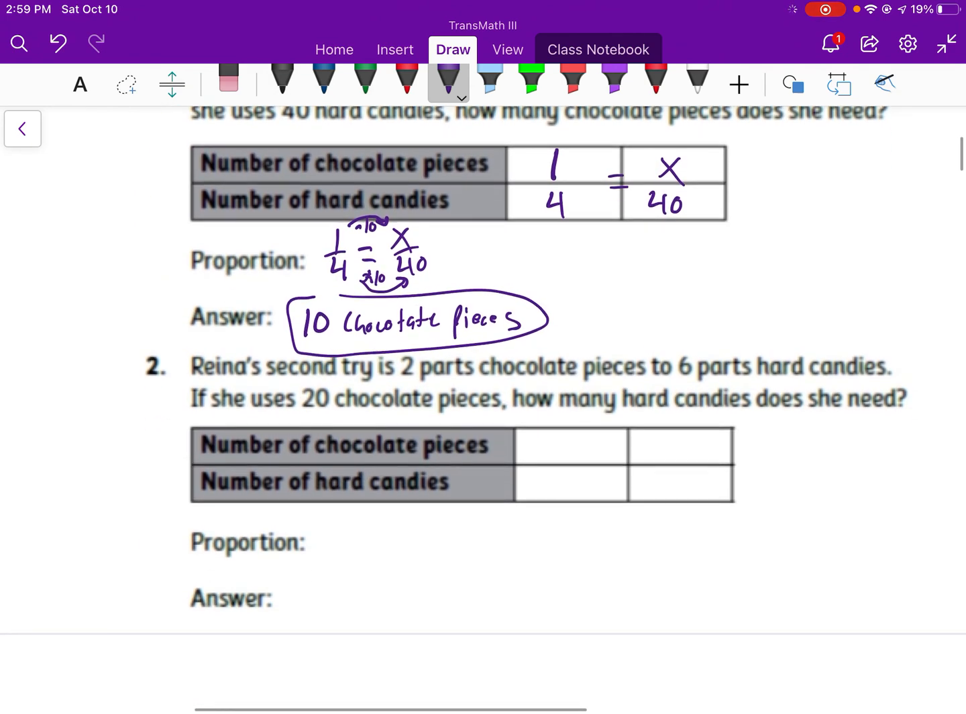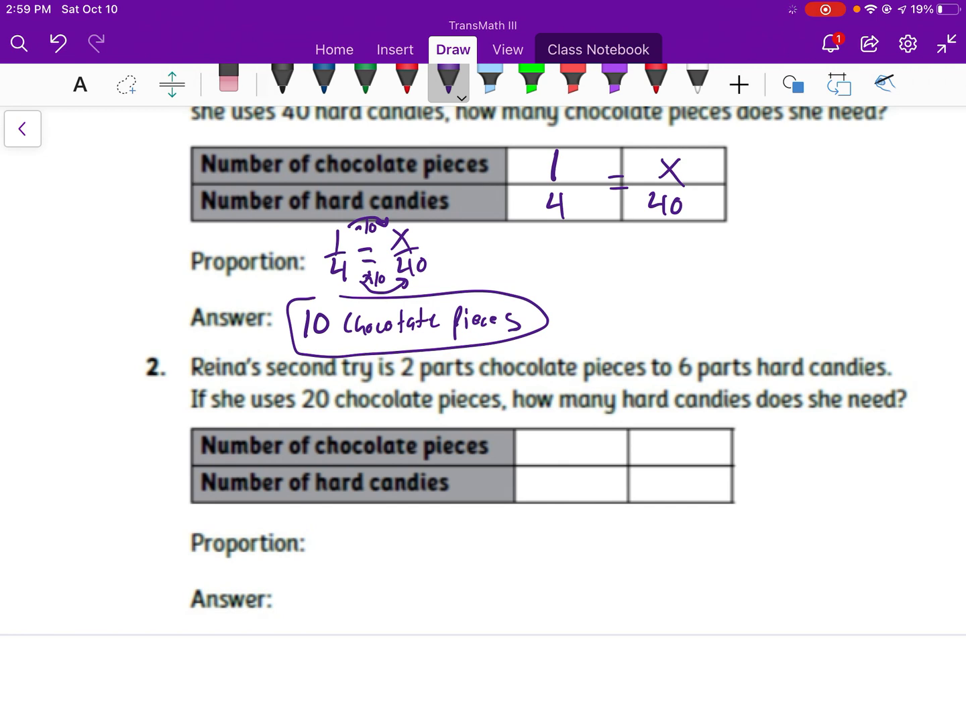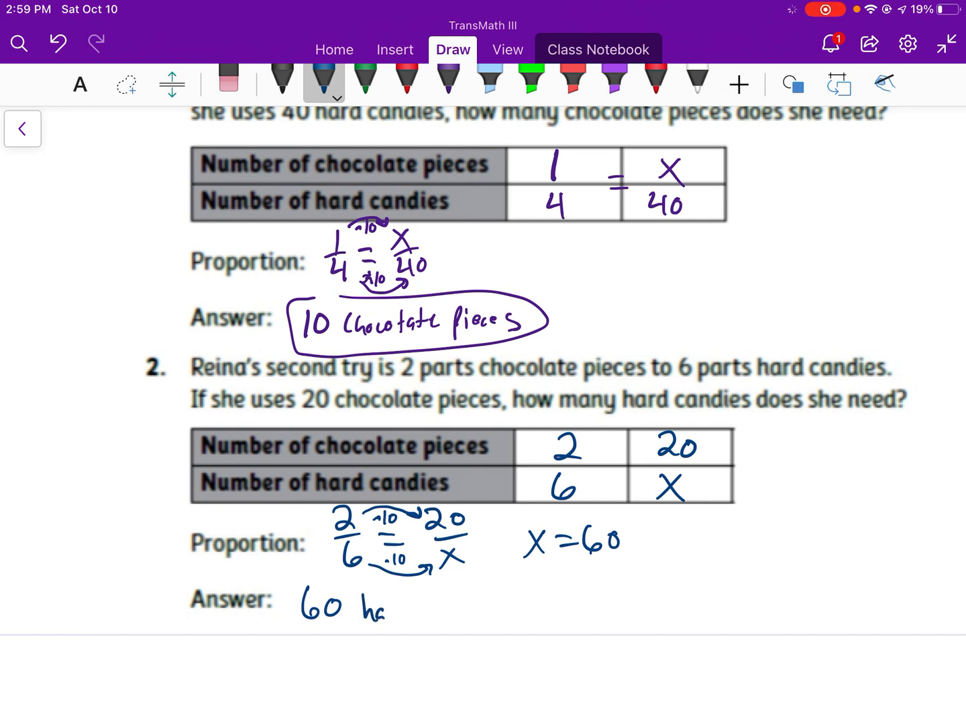Then the next one, her second try, she has 2 parts chocolate. She's changing up that ratio: 2 parts chocolate to 6 parts hard candy. Now if she uses 20 chocolate pieces, how many hard candy pieces does she need? Our proportion is 2 over 6 equals 20 over x. A couple routes you can go. Easiest route in my mind is our horizontal times 10. Times 10, x would equal 60. So 60 hard candies.